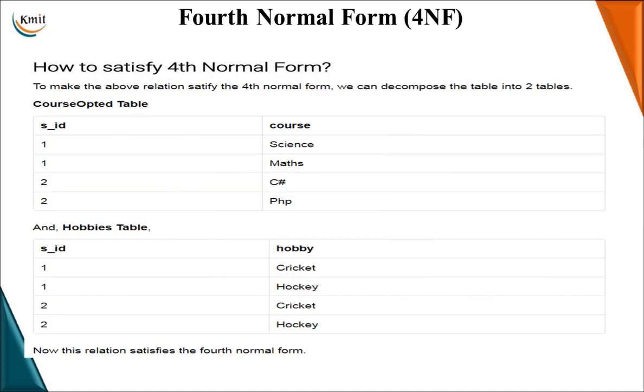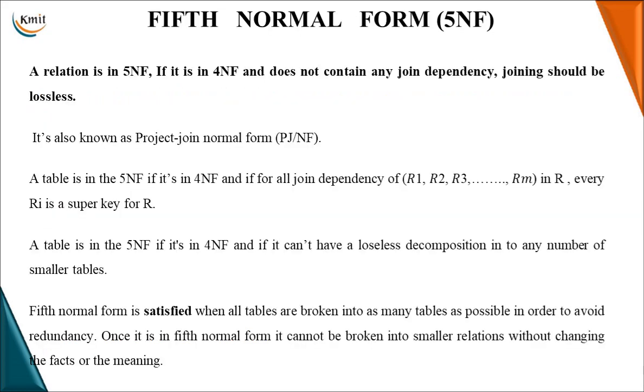So how do I convert this? I just have to decompose the table into two different tables, with each multi-valued attribute going into a separate table. So SID and course will be one table, SID and hobbies will be another table. With this I'll be able to overcome the problem of multi-valued dependency and the anomalies.